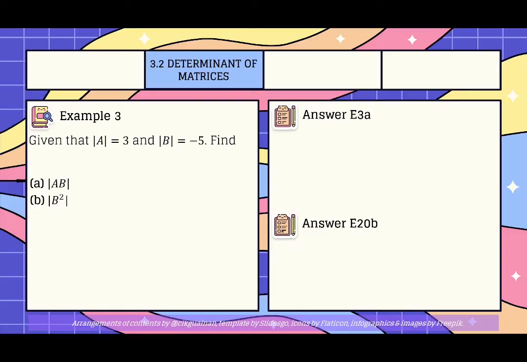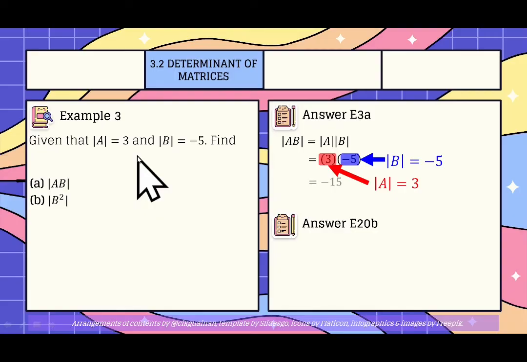Let's consider example 3. Given that the determinant of A is 3 and the determinant of B is minus 5, find the value of determinant AB. For this one, we have to use the previous properties that we have learned. The multiplication, we can separate them easily like this. And then we just substitute the determinant of A and B separately and multiply them to get minus 15.